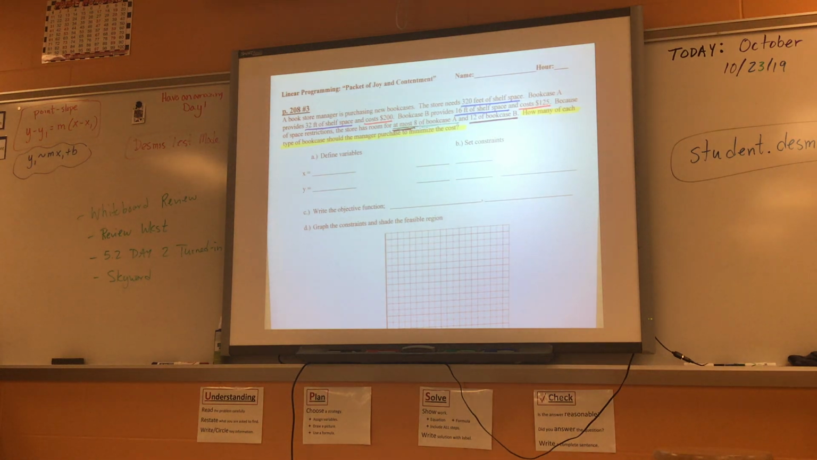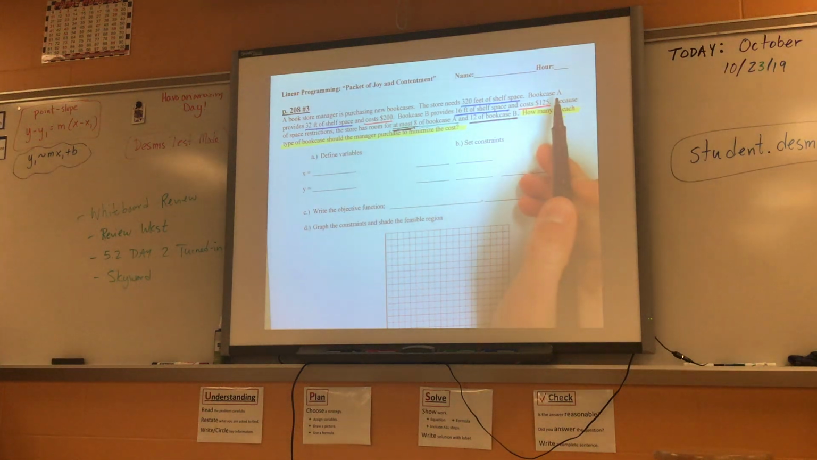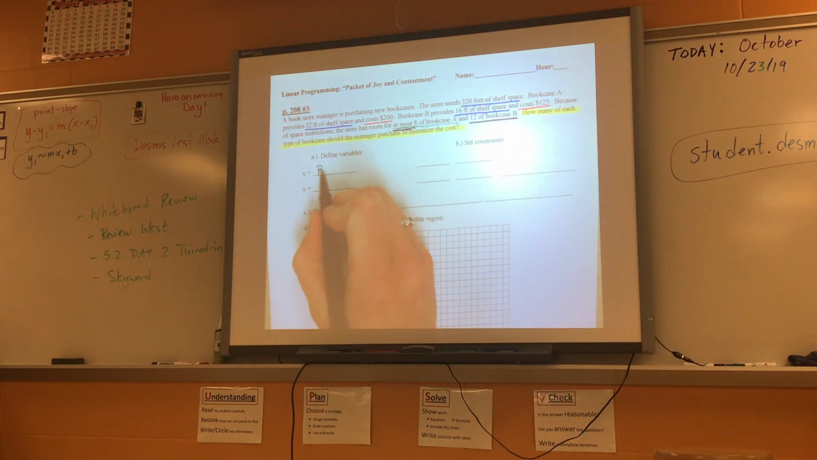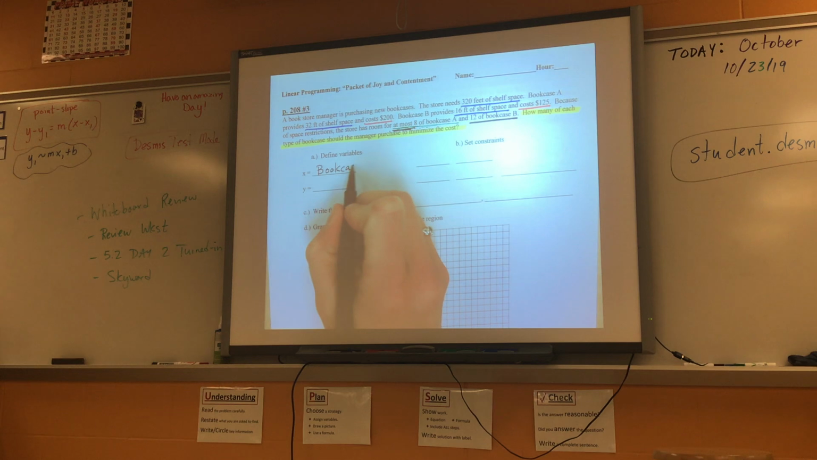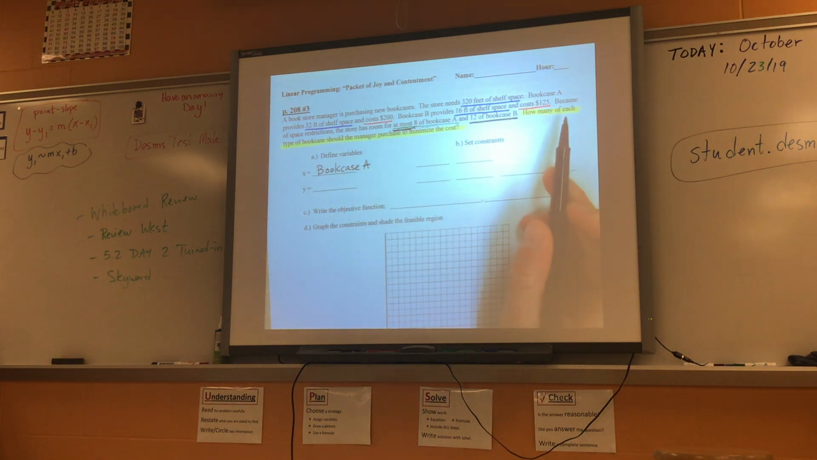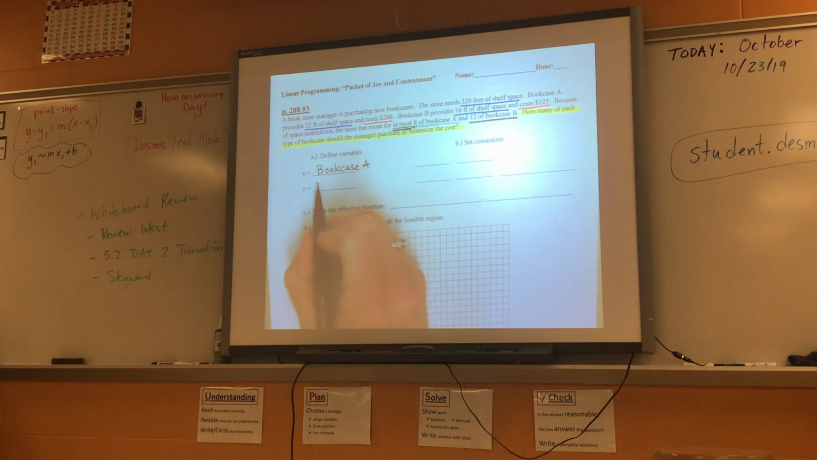Let's decide what we're going to call X, and what we're going to call Y. What are the 2 unknown things that we are finding in this problem? Well, we're trying to figure out how many of each bookcase. We have 2 types, bookcase A and bookcase B. Bookcase A was the first thing listed in the problem, so that is what I'm going to call X. Bookcase B was the second one, so let's call that Y.